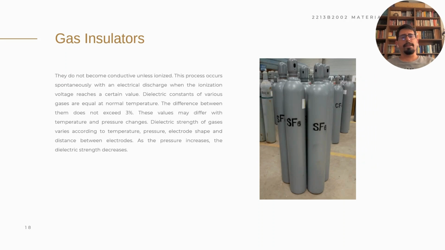Normally, the electric constants of gases do not vary much at room temperature. They are all pretty close, within about 3% of each other. But when pressure increases, the electric strength of gas actually decreases. So gas insulation is great, but is sensitive to its environment.